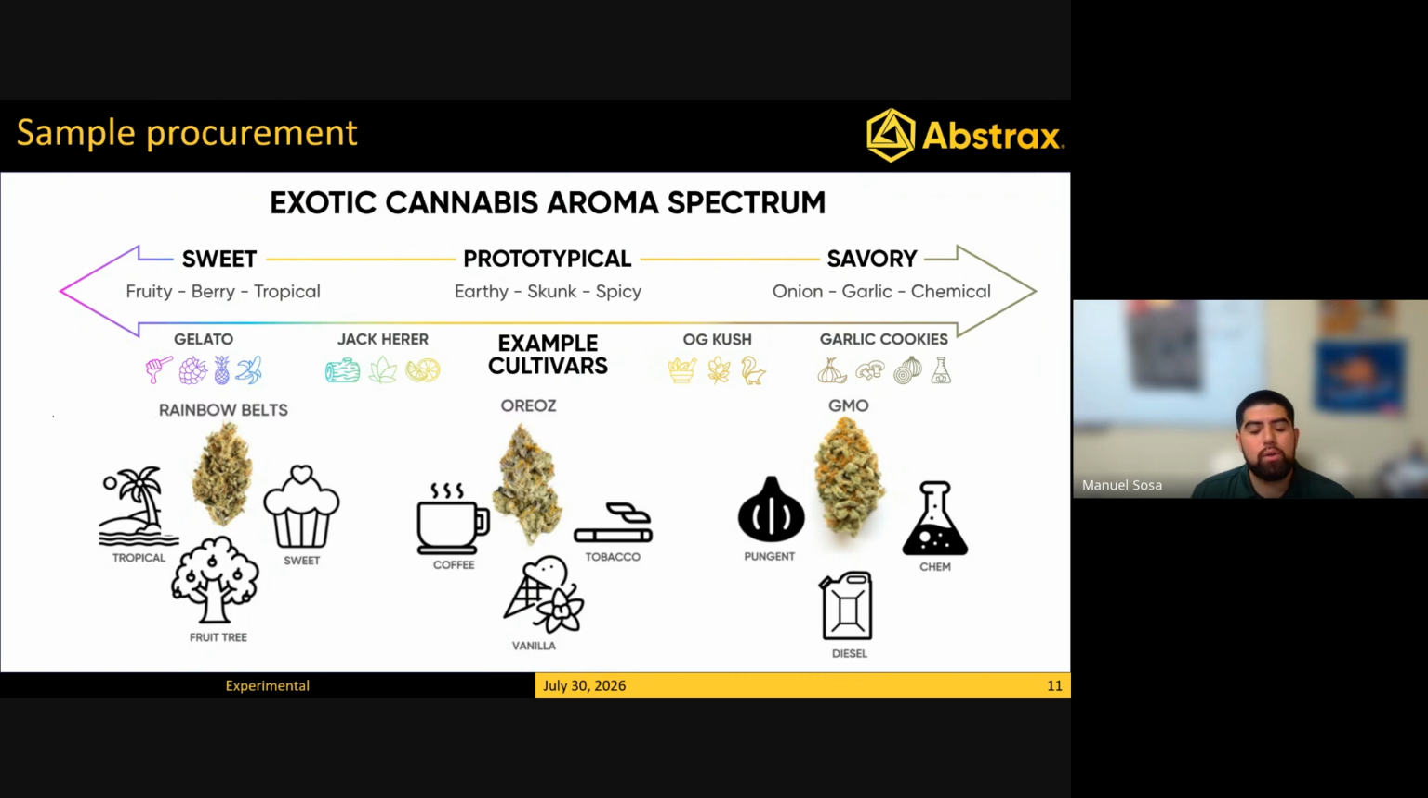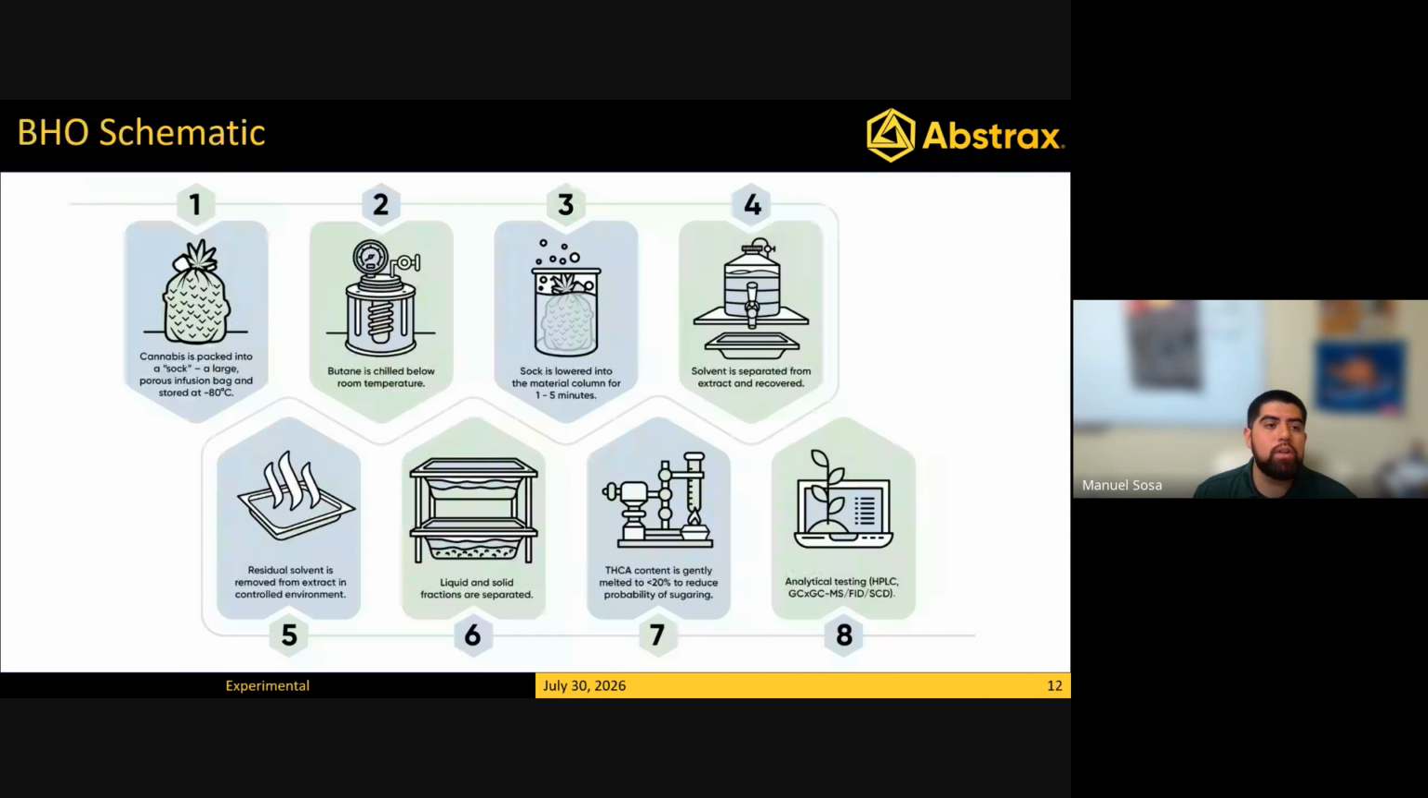We tried to procure roughly 50 pounds of fresh frozen flower of each of these. Unfortunately, for Rainbow Belts, we weren't able to procure enough, and therefore weren't able to do all experimental studies on it. So that one got put to the side, but today we're going to be focusing on Oreos and GMO specifically.